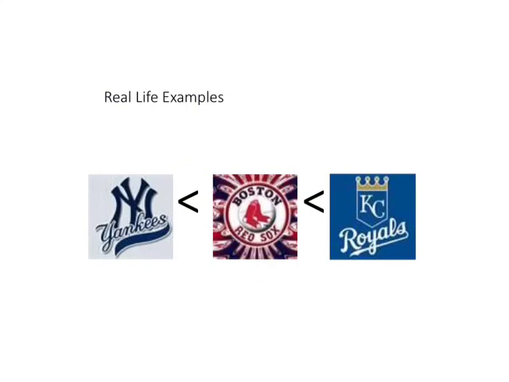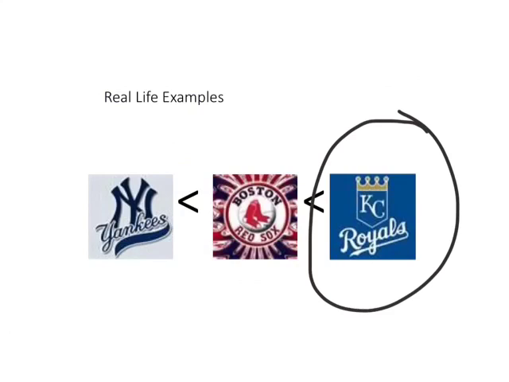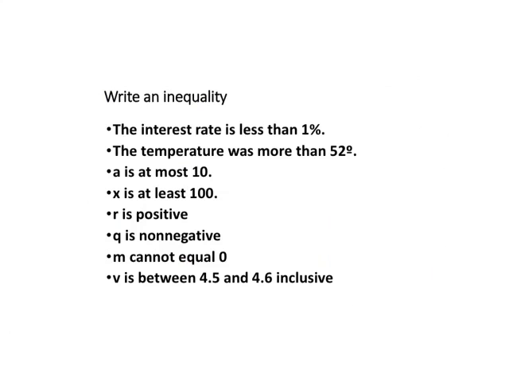Another real life inequality symbol we have here is baseball. We have the Yankees are less than the Red Sox, who are less than, obviously, the king of baseball, the Royals. And as I'm saying that, I am jinxing them. They're probably going to lose the rest of their games this season, but oh well. So those are real life examples of inequalities.